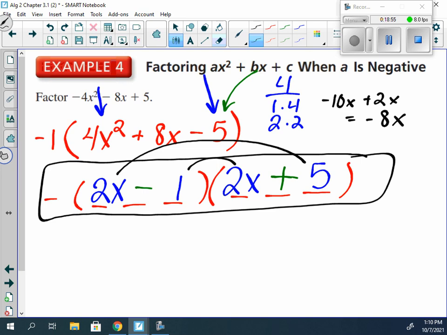So did having a negative a term in front of the x squared really change the process? Not really, no. We just had to factor out the negative, and then everything else fell back in line.